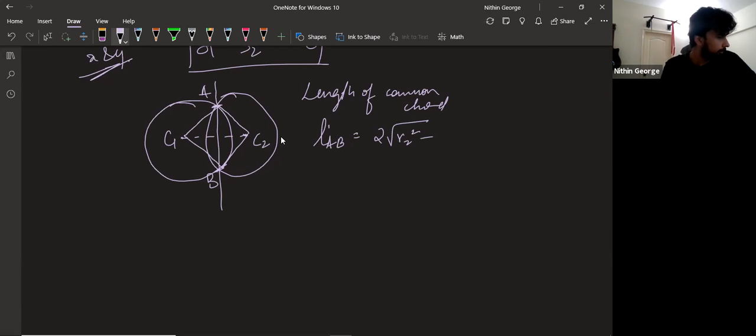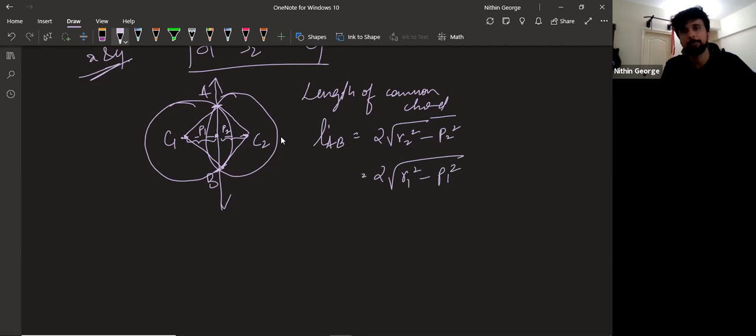That will come out to 2 root R2 square minus P2 square. Wait 1 second. So from the common chord, I draw a perpendicular from the center of the first circle as P1. And from the common chord, I draw a perpendicular to the second center as P2. So it is 2 into root R1 square minus P1 square. Do you understand what happened here?